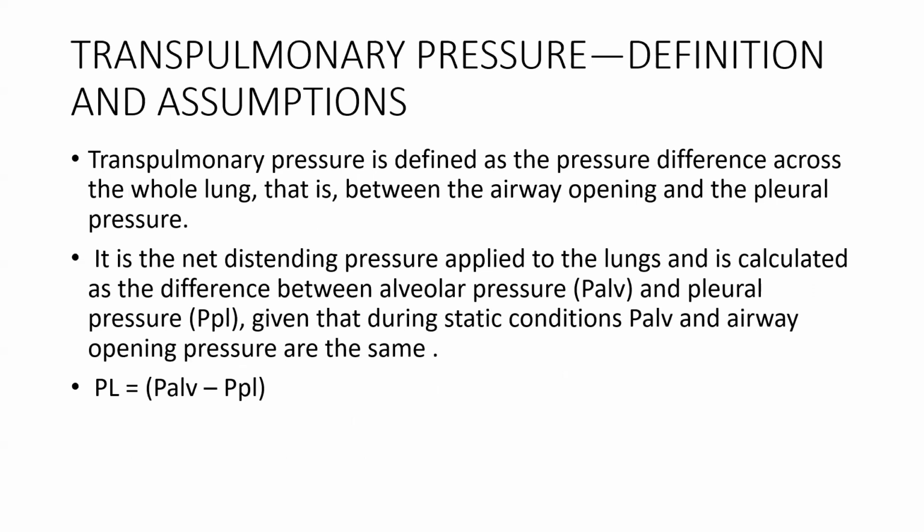So, transpulmonary pressure definition. Transpulmonary pressure is defined as the pressure difference across the whole lung, that is, between the airway opening and the pleural pressure. It is the net distending pressure applied to the lung, and it is calculated as the difference between the alveolar pressure and the pleural pressure, given that during static conditions the alveolar pressure and the airway opening pressure are the same.